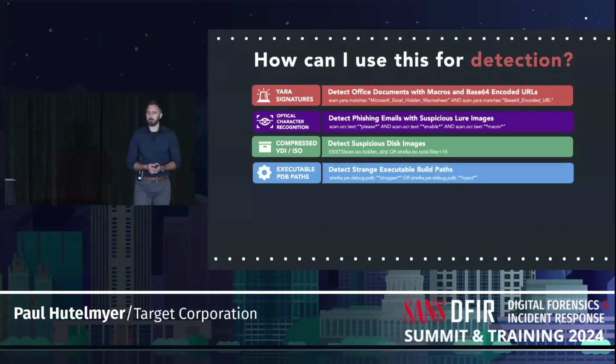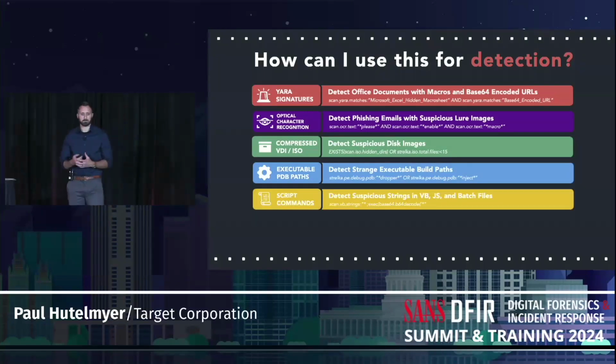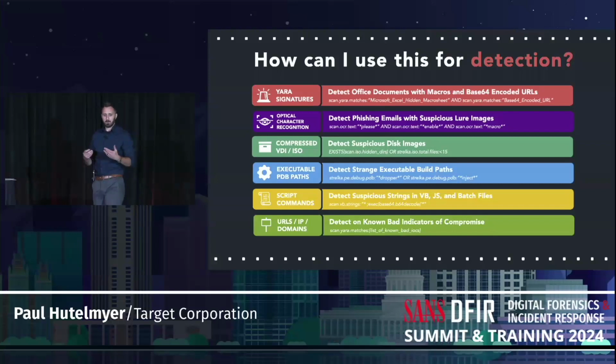Executable build paths, right? You just want to look for weird PDB paths and pull them out. Strelka has a batch scanner, a JavaScript scanner, and a Visual Basic scanner. So we're pulling out strings from all those different scripts. If you have some indicators you want to look for, you can go ahead and look for those strings. And then again, like IOCs, just basic IOC matching, right?